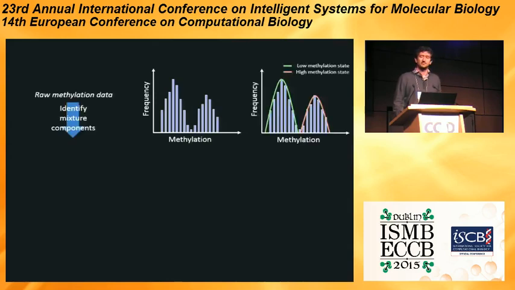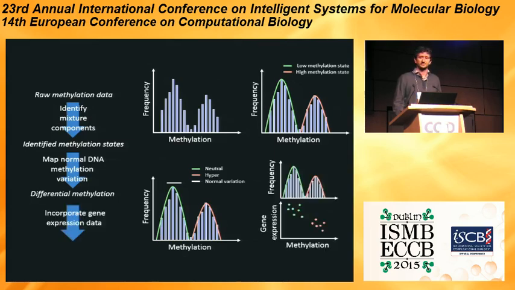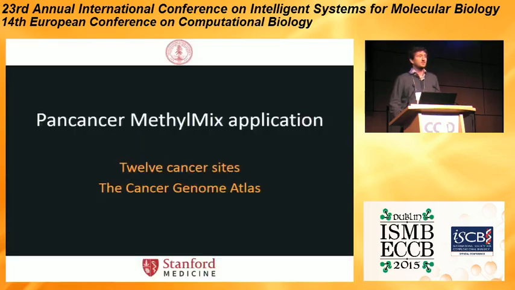We model them using a beta mixture model, and this allows us to identify methylation states. The normal state allows us to annotate the states with either hypo, hyper, or normal variation. This gives us essentially differential methylation, and finally we integrate gene expression data. And this gives us essentially differential and functional methylation states for each gene. And so this whole process is repeated for each CpG site or gene. So we used our algorithm MethylMix and we applied it on the Cancer Genome Atlas data.